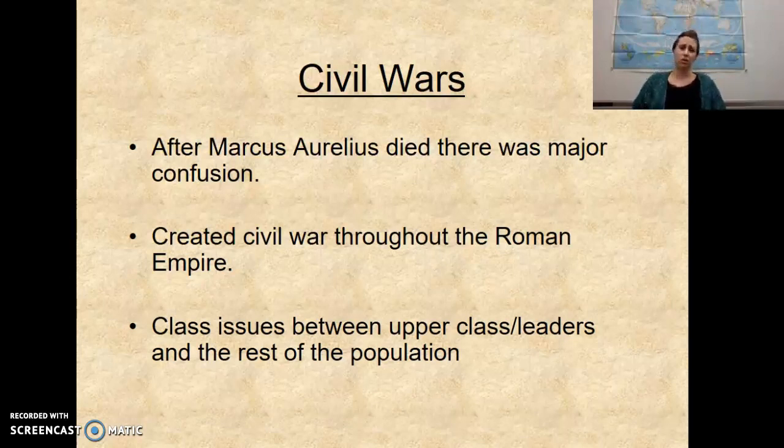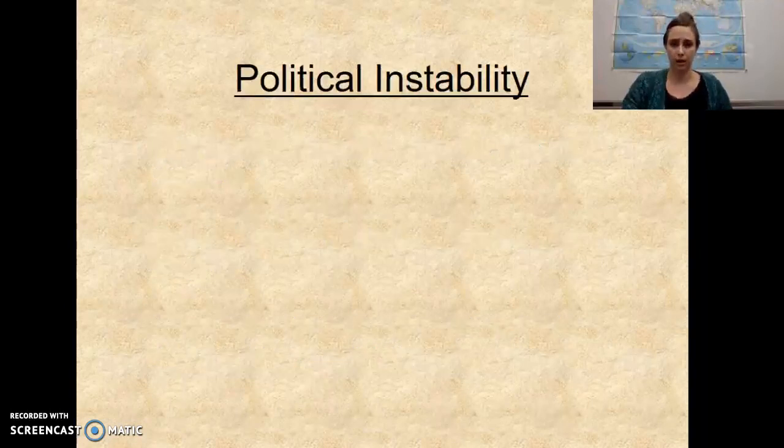To make matters worse, there have always been issues between the classes, right? The patricians and the plebeians, our upper class and our lower class, and the rest of the population were basically fighting against our upper class leaders because they didn't have the exact same interests as them. This happened throughout the Roman Empire, but it really comes to a head when you don't have somebody who can control the nation, okay?